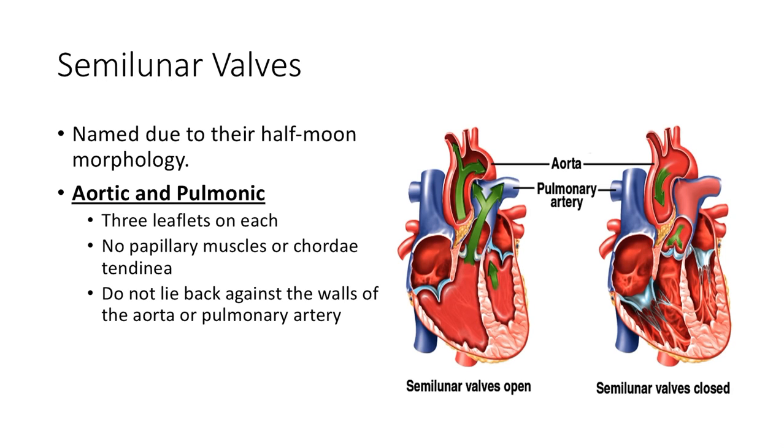Then we have the semilunar valves, named for their half-moon morphology. These open up during ventricular systole, and they remain closed during diastole. So the AV valves are closed during systole and open during diastole. The semilunar valves are just, again, the opposite.